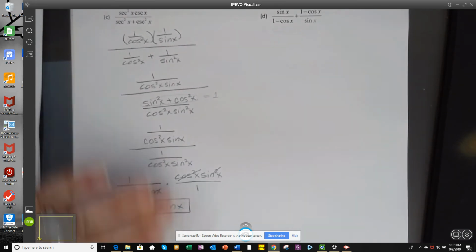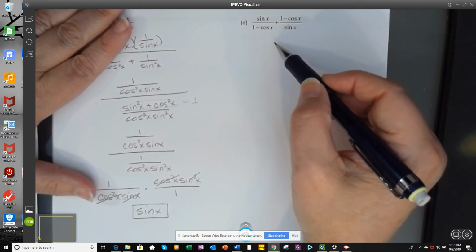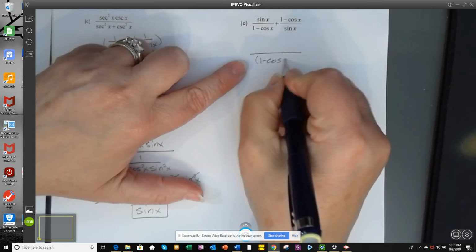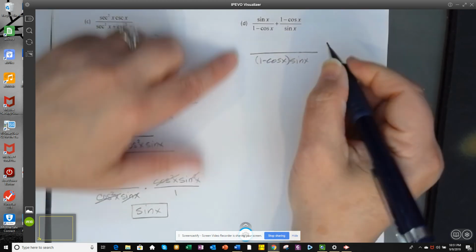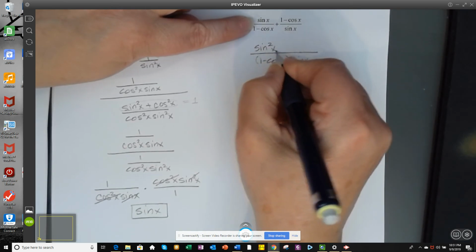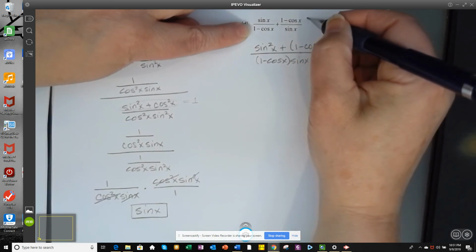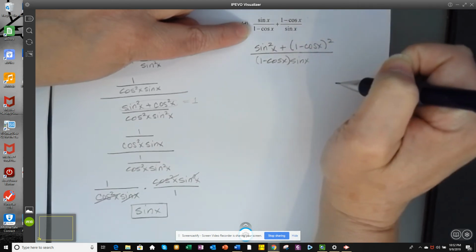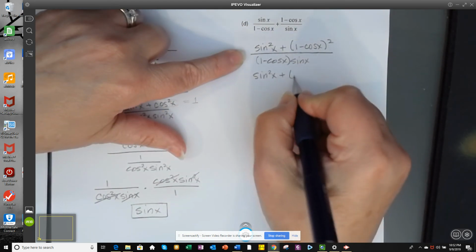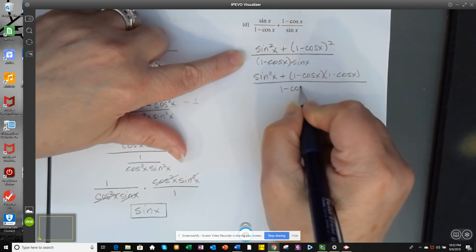Okay? Now, the visual clue here of what I have to do if I have two fractions I'm adding together, that means I have to find a common denominator. All right, so that's going to be easily enough, 1 minus cosine x times sine x. And I'm going to multiply this fraction by sine x over sine x because I don't have that part of the denominator, and I'm going to get sine squared x. Plus, this would be 1 minus cosine x quantity squared because I have to multiply this one by 1 minus cosine x over 1 minus cosine x to get that same denominator. And then I'm going to expand this, which means I'm going to get sine squared x plus 1 minus cosine x times 1 minus cosine x all over 1 minus cosine x times sine x.